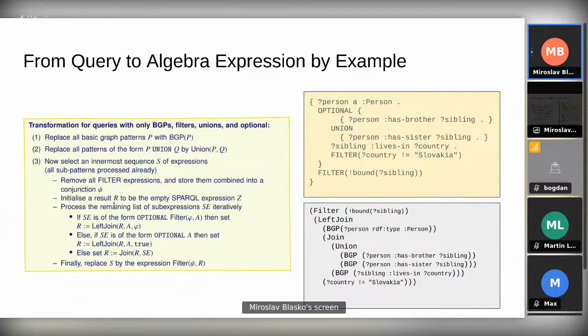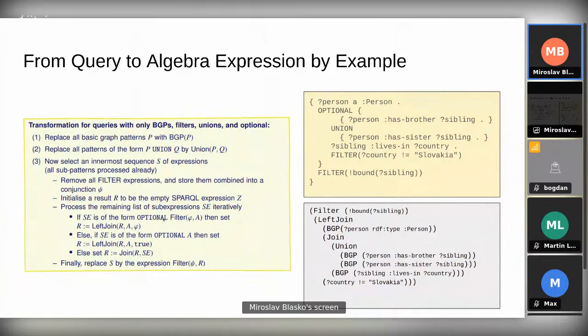Then initialize the result to be the empty SPARQL expression Z. As I said, an empty group pattern actually returns an empty result set. So this is exactly what you do. Into the result, you put the empty SPARQL expression. So you have basically a table that matches any other table there in R, and then you go.